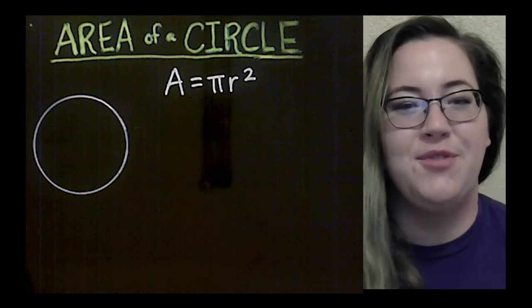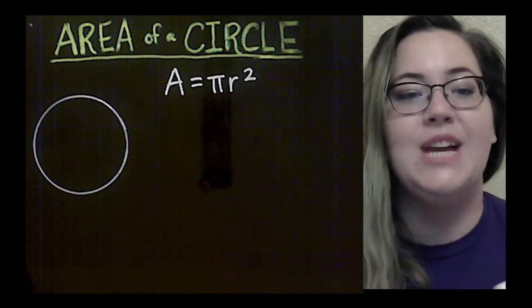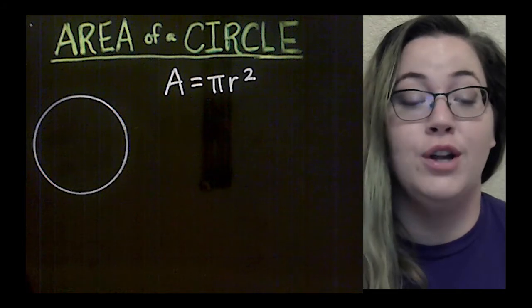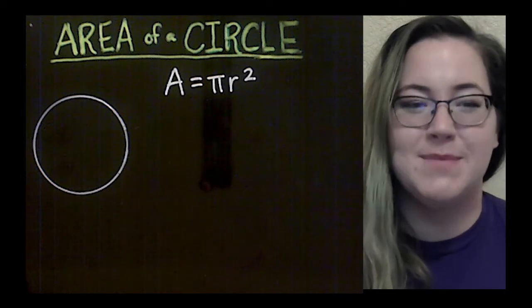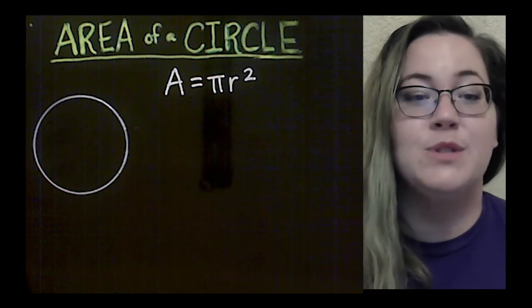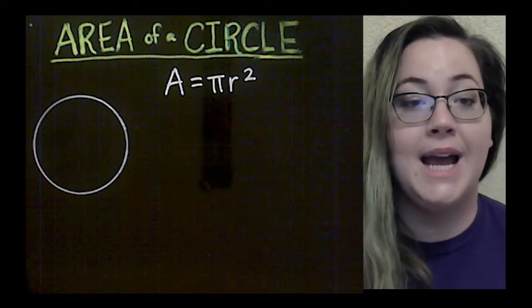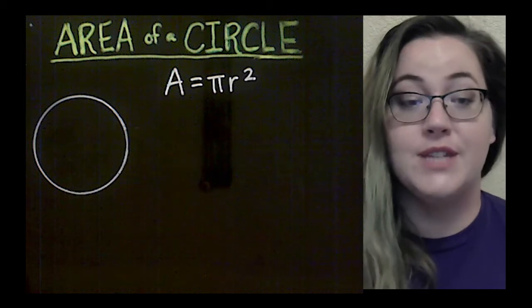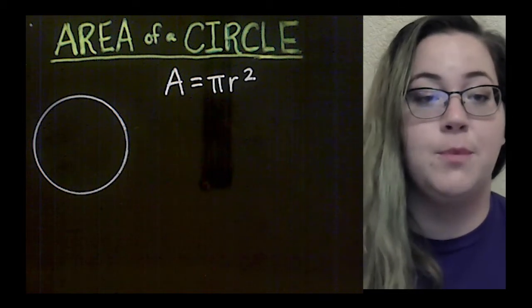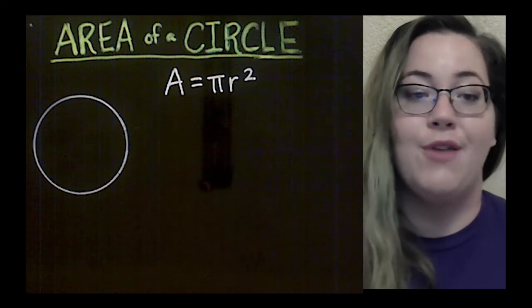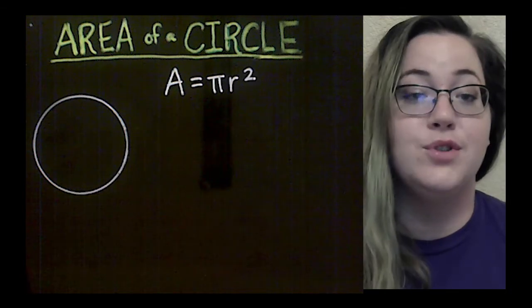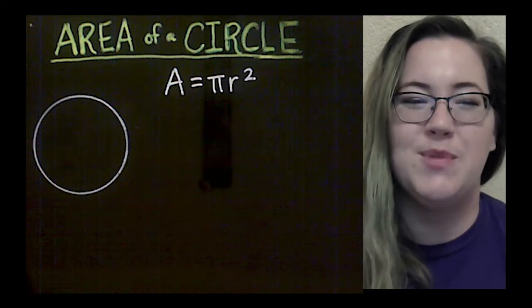So the formula for area of a circle is A equals pi times r to the power of 2, or sometimes people will say A equals pi r squared. A stands for area of a circle. Pi is 3.14. R stands for radius. And the power of 2 means that we are multiplying that radius times itself 2 times. Don't worry, we'll get practice on this.